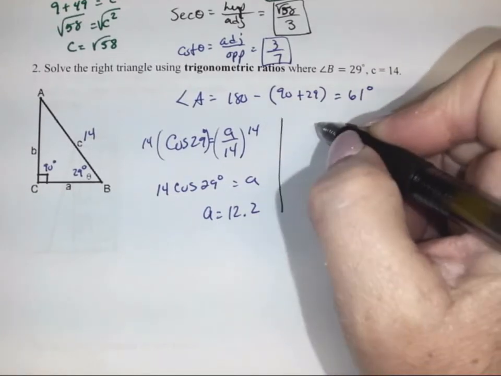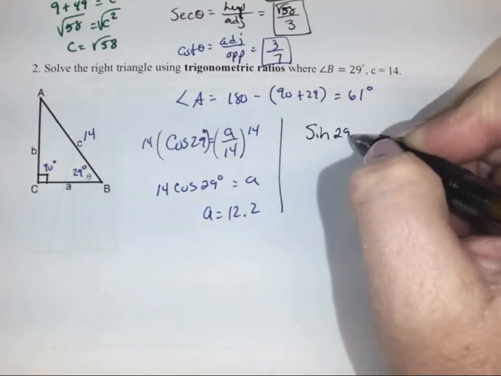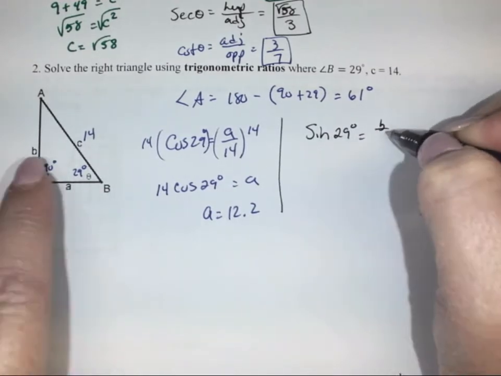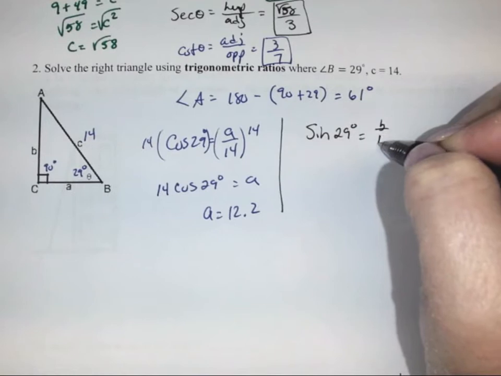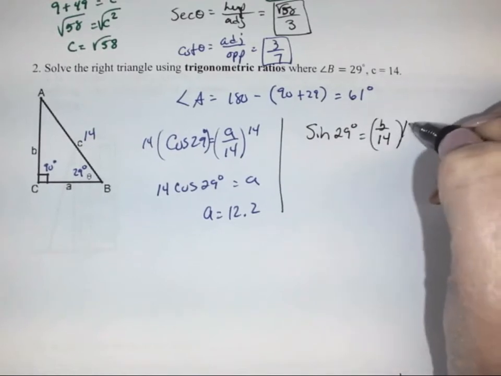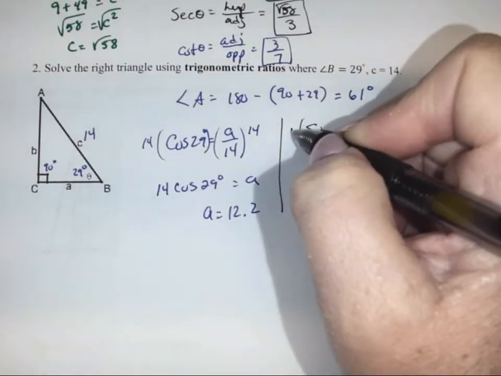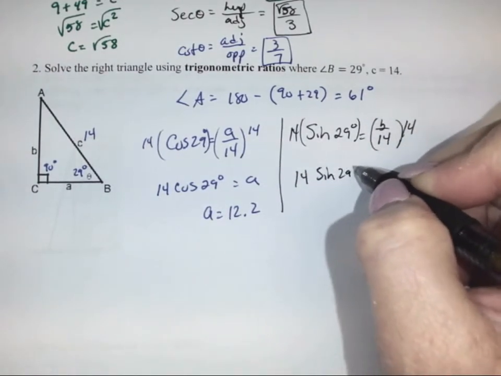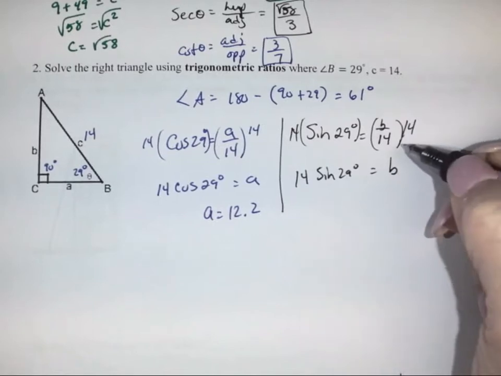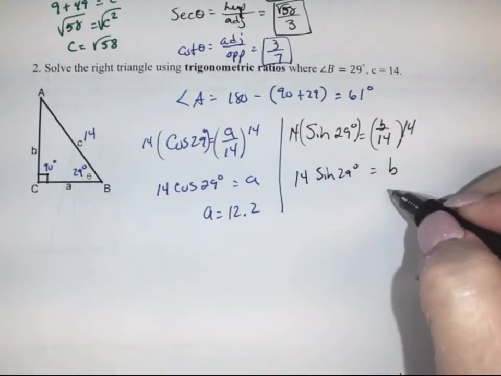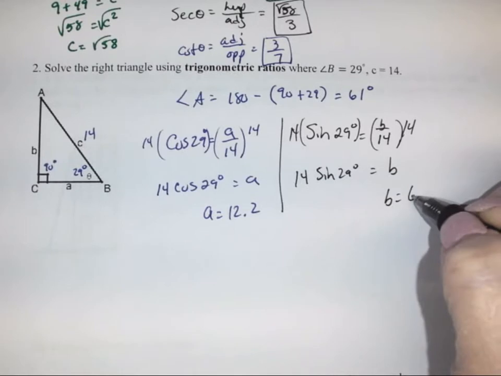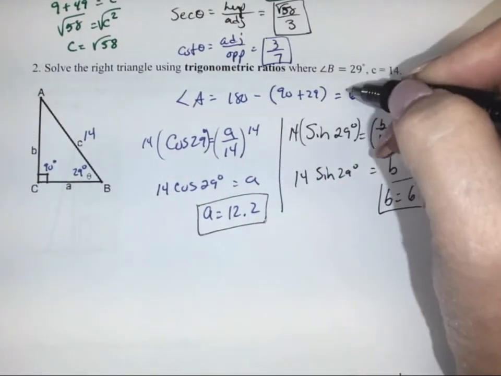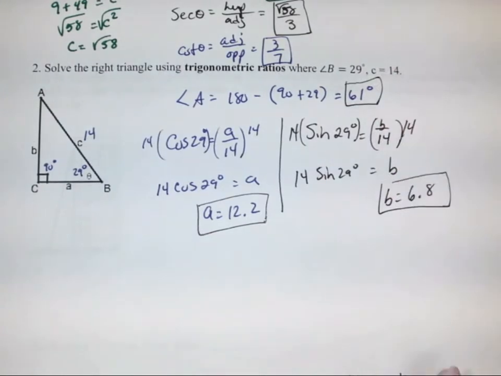So I'm going to do the sine of 29 degrees would be equal to the opposite over our hypotenuse. And again, we'll multiply both sides by 14. So we end up with 14 times the sine of 29 degrees is equal to our B. And if we put that into our calculator, we will get that B is equal to 6.8. So you were given 3 parts, and you should find 3 parts.